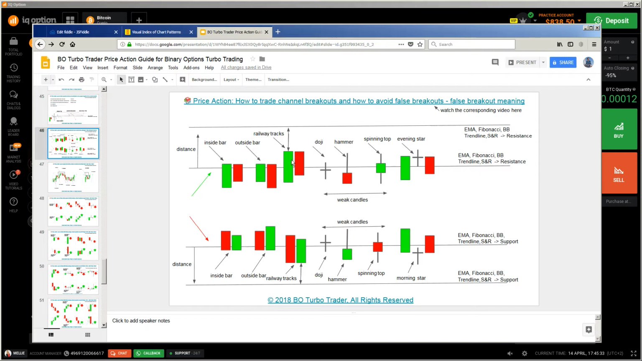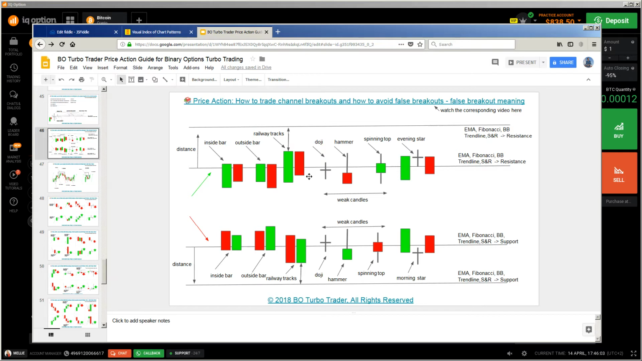There are so many variations of this that you have to understand that an evening star could also look like it has two dojis or a small candle in between, something like this. It's always the EMA or the Fibonacci level or the support and resistance, which could also be placed somewhere else, somewhere here, or somewhere here. It's not necessary that it's only there. So that is what a fake breakout is.